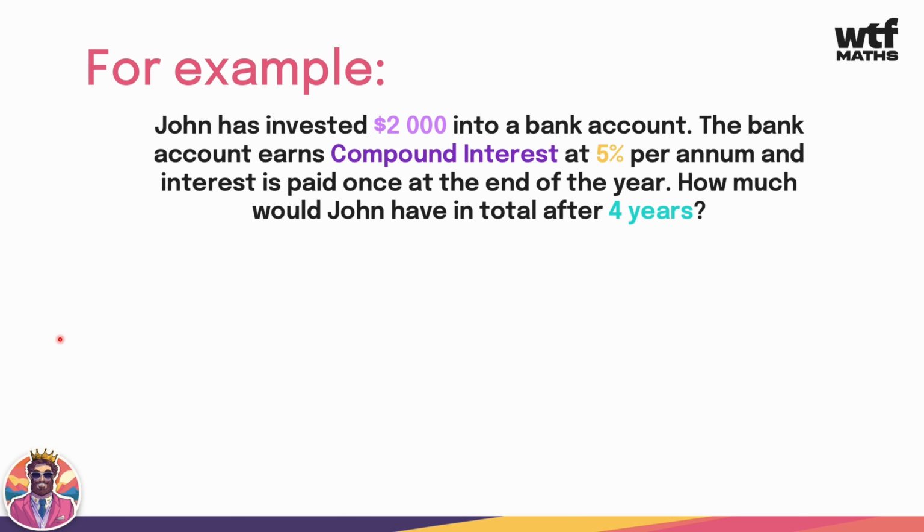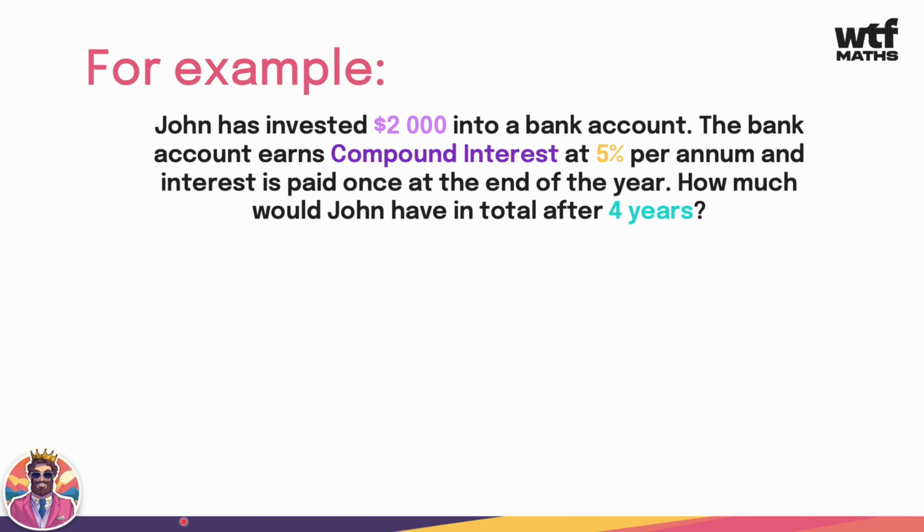Now, I'm going to show you a very long and tedious way of showing how compound interest works. I will show you a much faster way in the future, but for now, this is a good starting point. So John has invested $2,000 into a bank account. The bank account earns compound interest at 5% per annum, and interest is paid once at the end of the year. So how much would John have in total after 4 years?